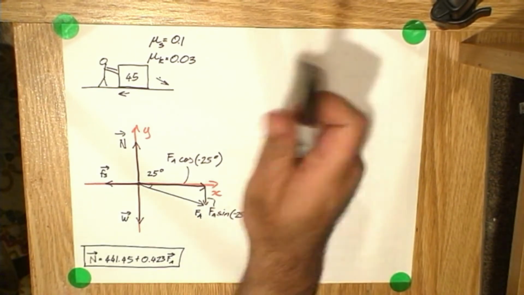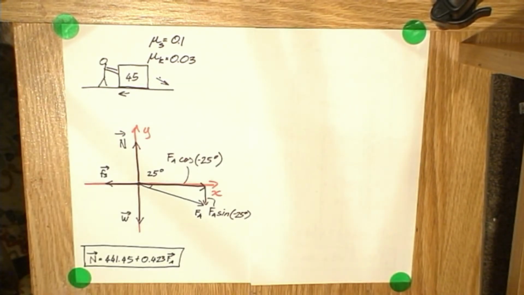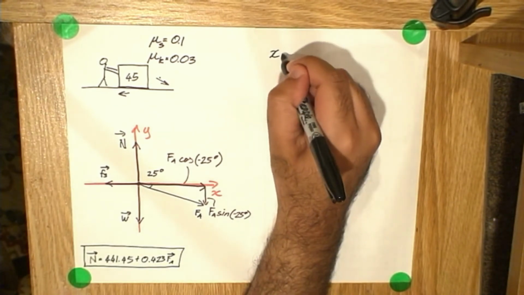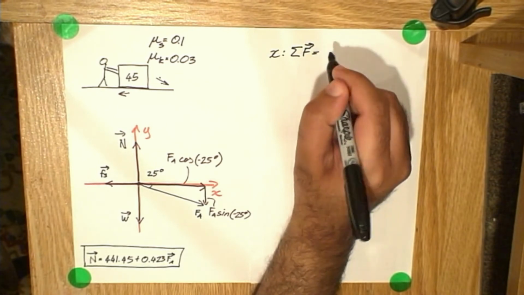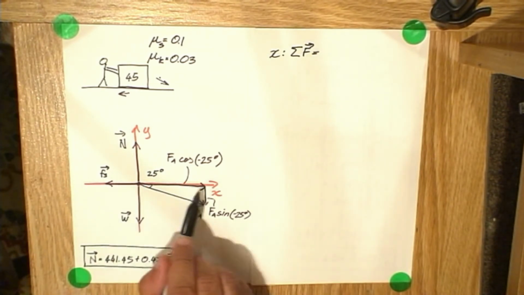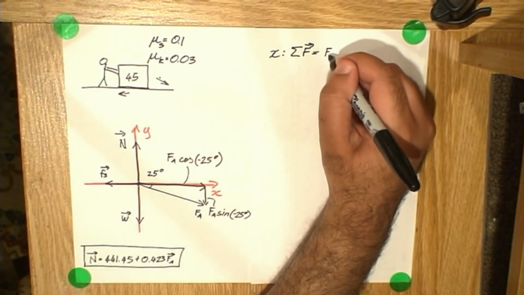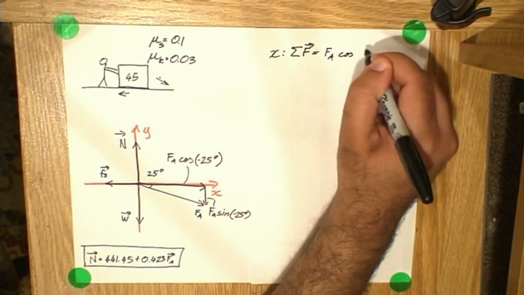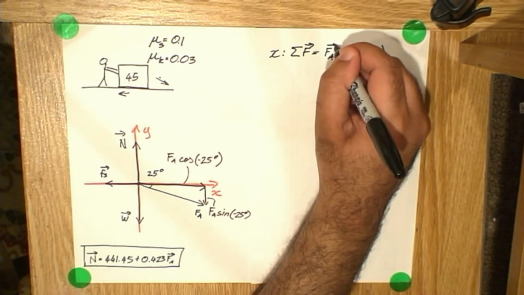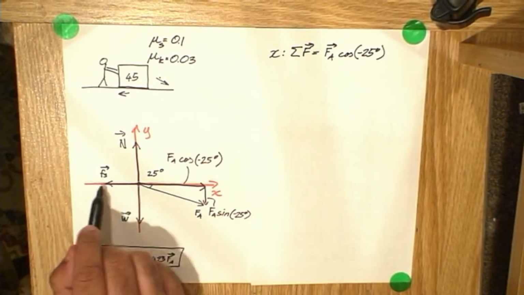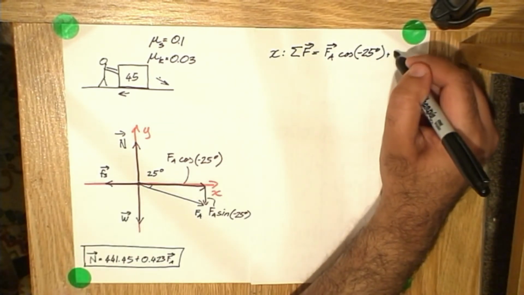Now let's take a look at what's happening in the x direction. In the x direction, the total force is equal to the force pointing rightwards, that's Fa cos negative 25 degrees, minus the force that's pointing leftwards, that's the force of static friction.